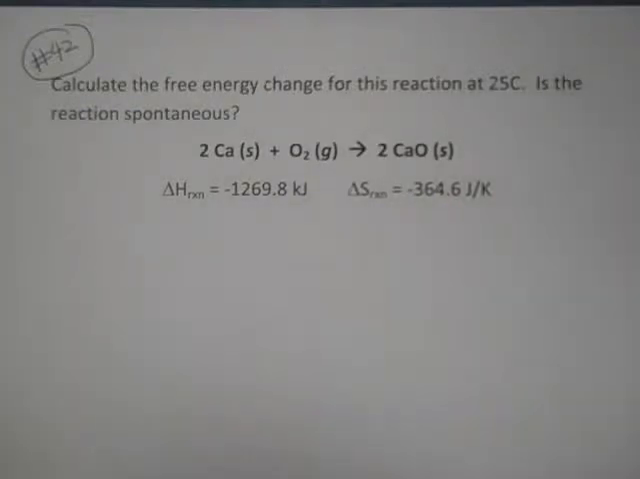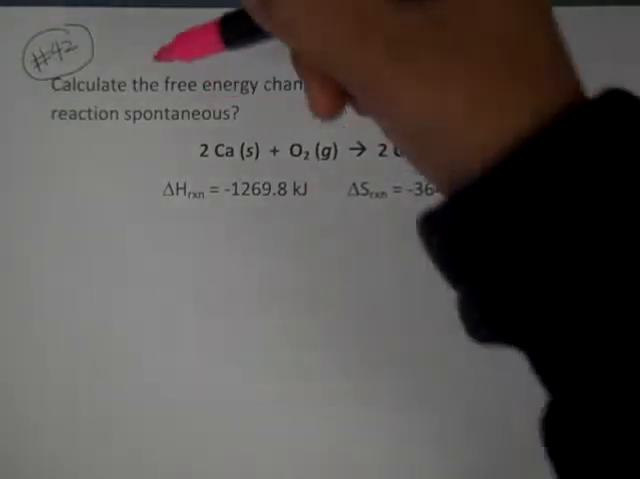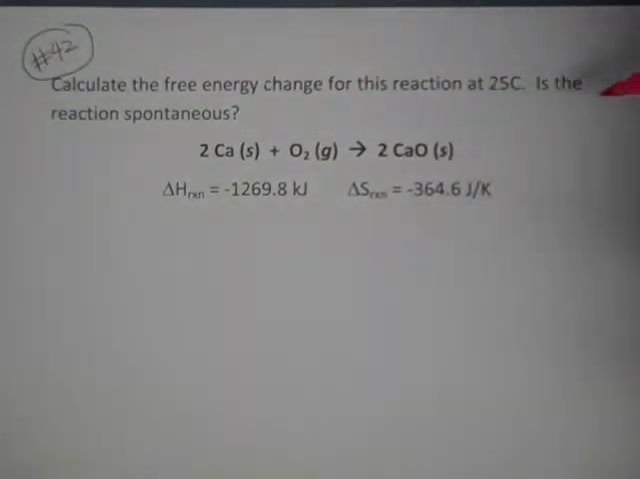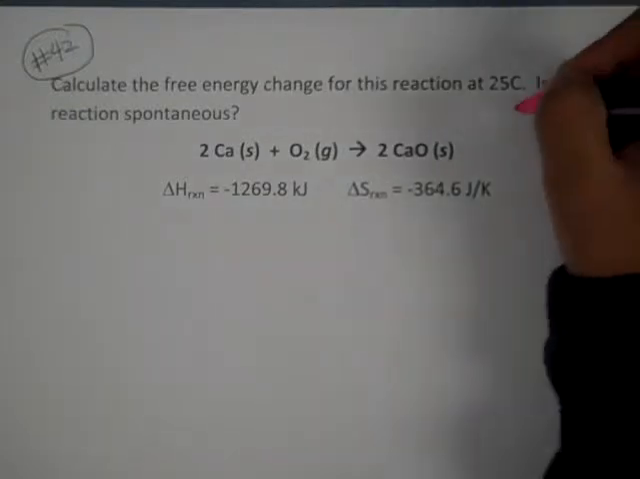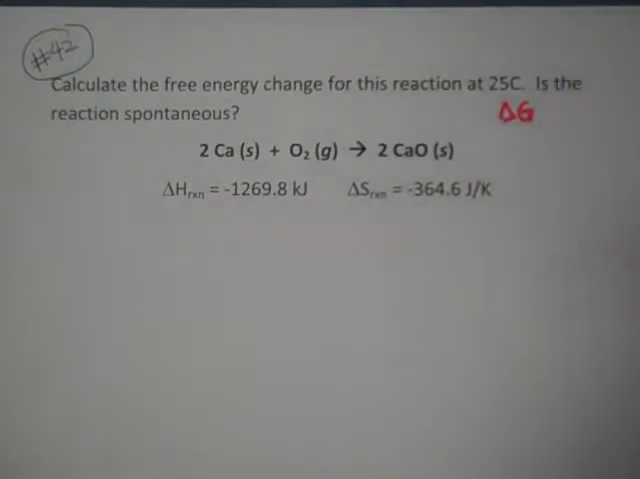So we're going to go into chapter 17, and number 42 is our problem right now. Remember, this chapter is all about thermodynamics and delta H and delta S and delta G and figuring out if it's spontaneous. So this is a typical example. Calculate the free energy change for the reaction at 25 degrees Celsius. Remember, for free energy change, we're doing delta G, Gibbs free energy. And this reaction is at 25 degrees Celsius.